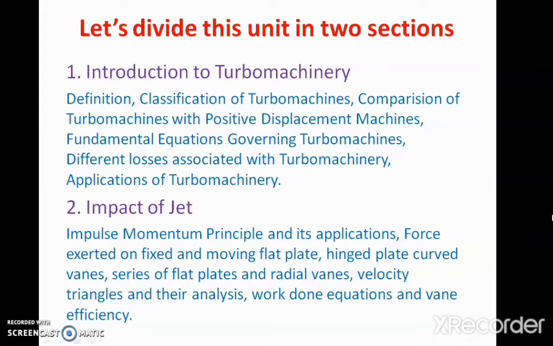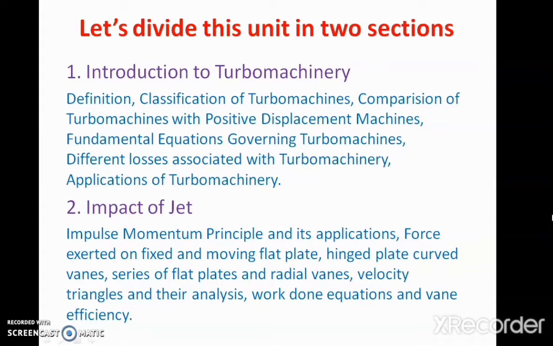Now, a turbo machine is a device. So any device is having losses associated with it, as well as the applications of turbo machines consist of different sorts of applications. As we have discussed in our day-to-day life, we are coming across many turbo machines, right from our centrifugal pump, turbines, compressor, fan, blower, etc. These are the mainly used applications of turbo machines. So that is coming under Introduction to Turbo Machinery.